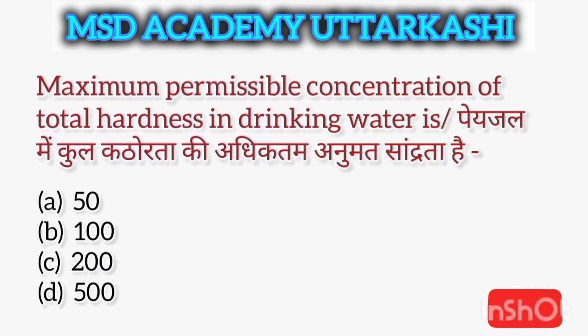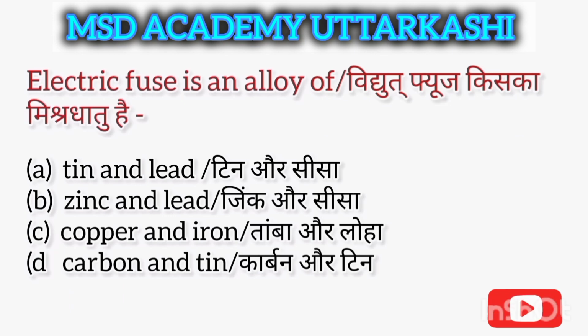Next question. Electric fuse is an alloy of option A tin and lead, option B zinc and lead, option C copper and iron, option D carbon and tin. So the correct answer is option A tin and lead.